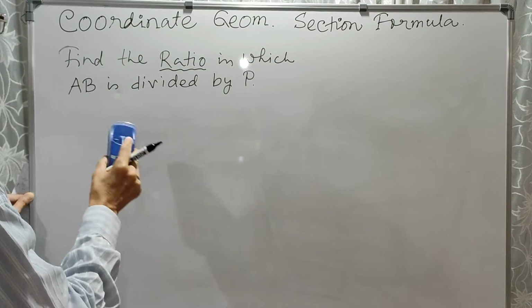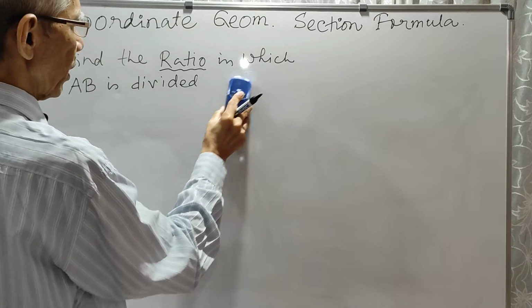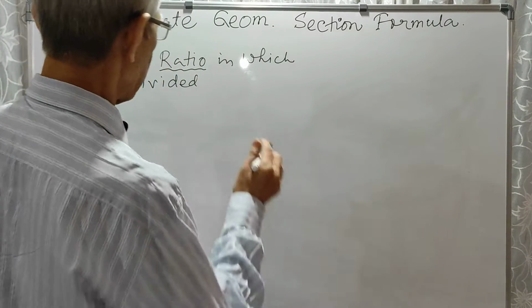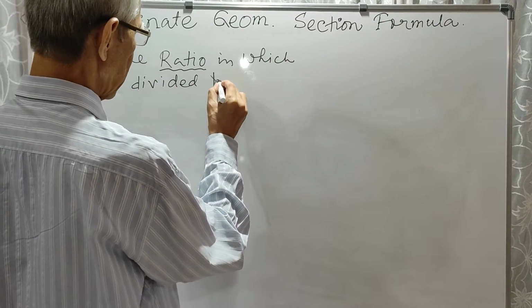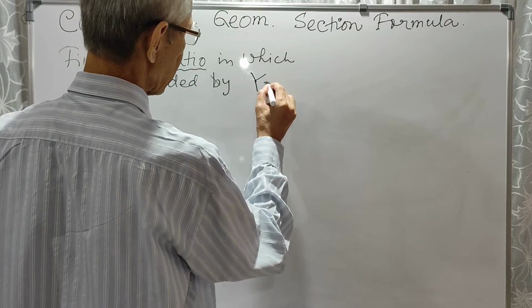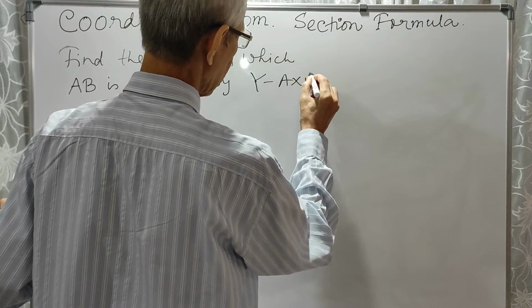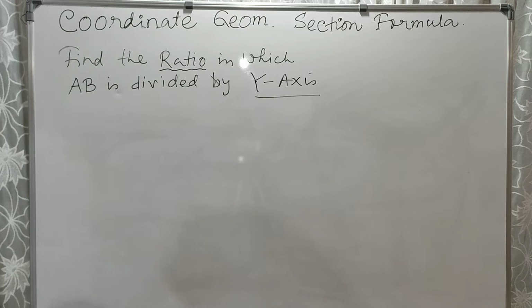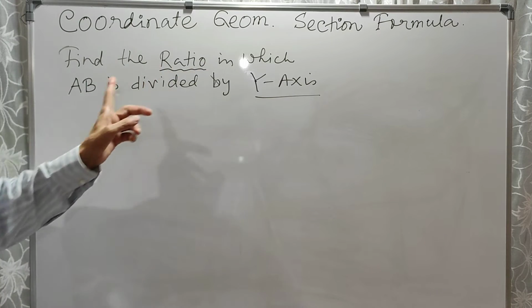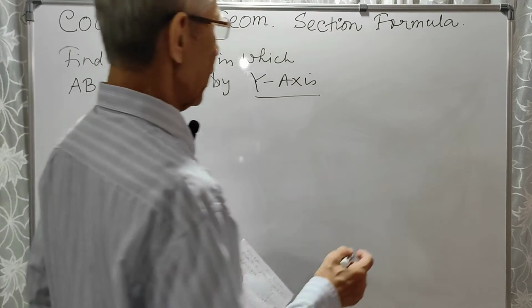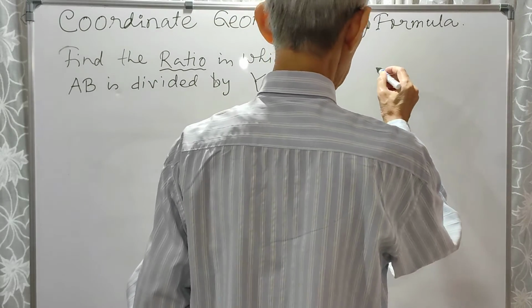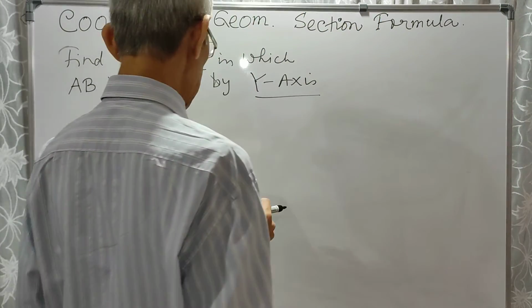Find the ratio in which AB is divided by the y-axis. Find the ratio in which AB is divided by the y-axis. Now, actually, two points are given.